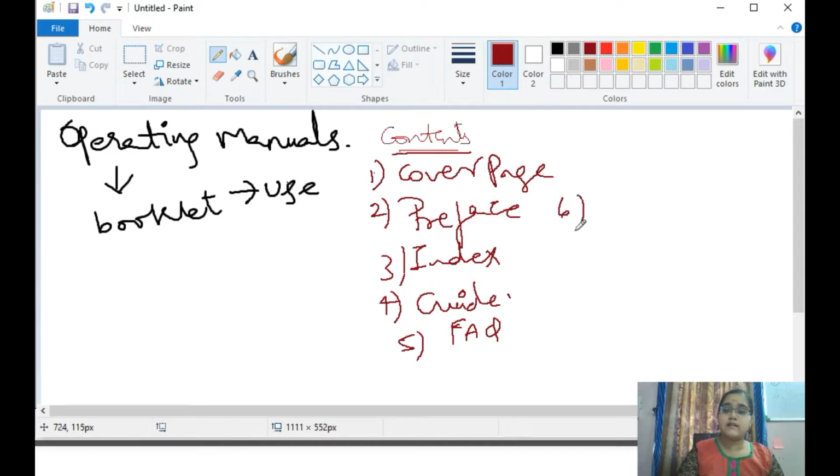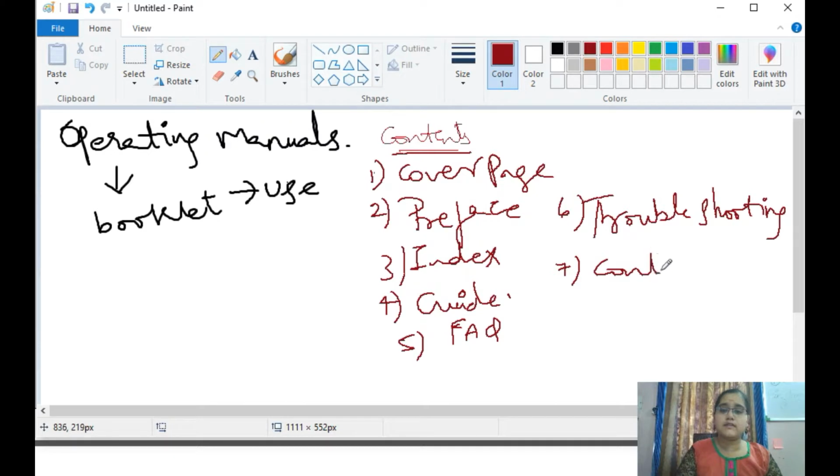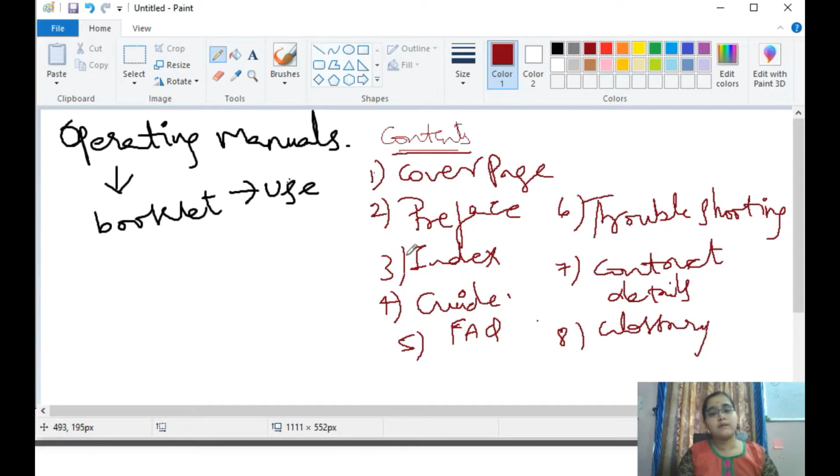And there will even be a troubleshooting page. This troubleshooting page shows that if the user is stuck with the system, what to do and how to do the minimum things so that the system can be functional. And then comes the contact details for further requirements or any other queries: whom to contact, where to contact, and how to contact them. And the last one will be a glossary, which will show the several reference terms in the entire booklet. So this is regarding the operating manual.